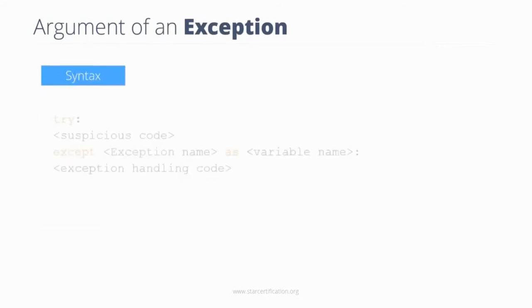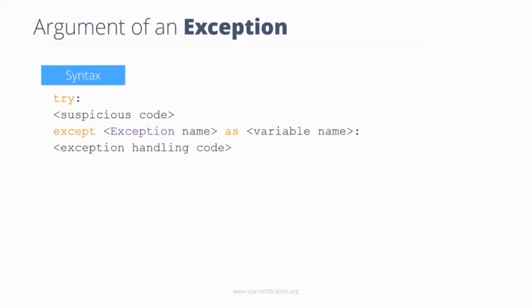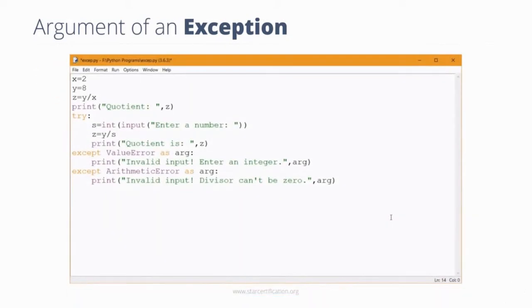An exception can also have arguments that provide additional details about the exception. This program illustrates this concept. Check the output of this program. The exception handler produces additional information about the exception caught in the try block.